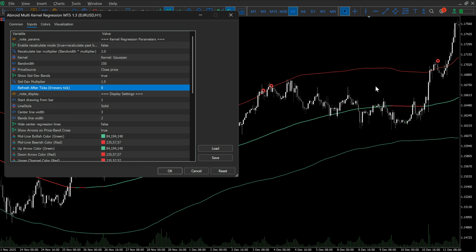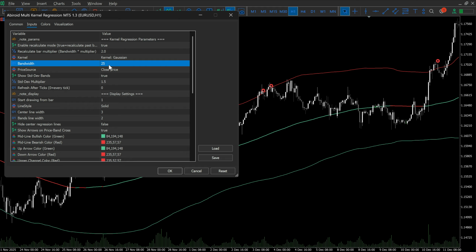So as we talked about, this default mode is much better to trade these kinds of long swings, or if you have a lower bandwidth, then you can trade the scalping signals. But if you are interested in trend based trading, then you can also set this recalculate mode. If you set this to true, then it will smooth out these lines much more, and it will repaint the last number of bars, and you can set the recalculate multiplier right here. By default it's 2.